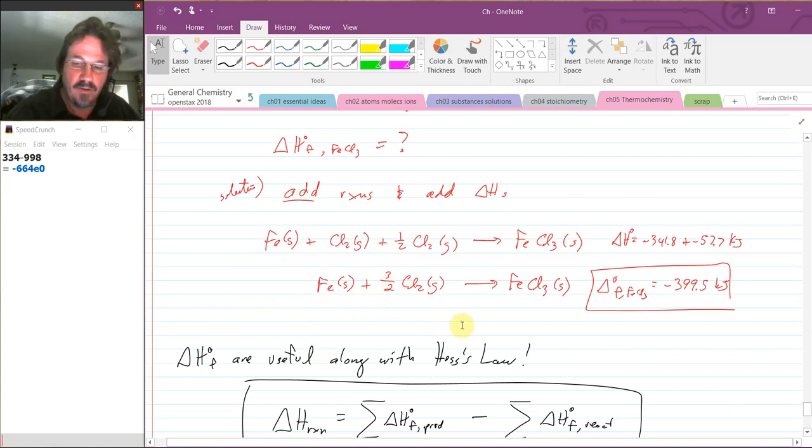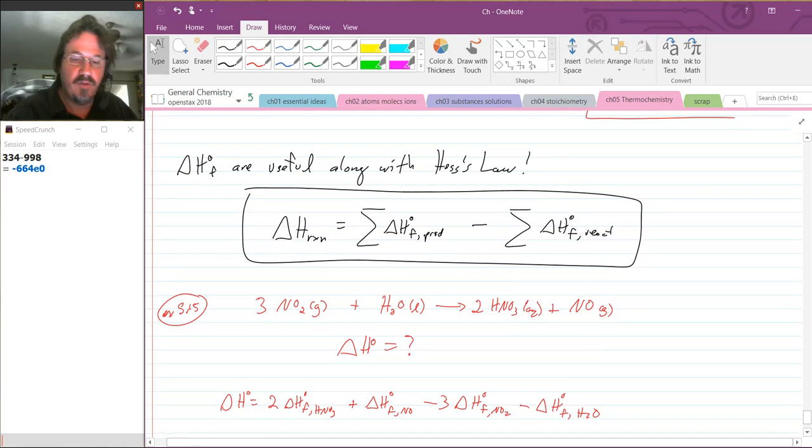Right? And so here's my overall one then. Iron, chlorine gas, iron 3 chloride. What did I do? I added the delta H's for them to get negative 399.5. Right? So there, and I'm producing 1 mole of it, right? So there is the delta H of formation for iron 3 chloride, using Hess's law to do that. I can also use Hess's law for any reaction. That's what I alluded to at the very beginning here.